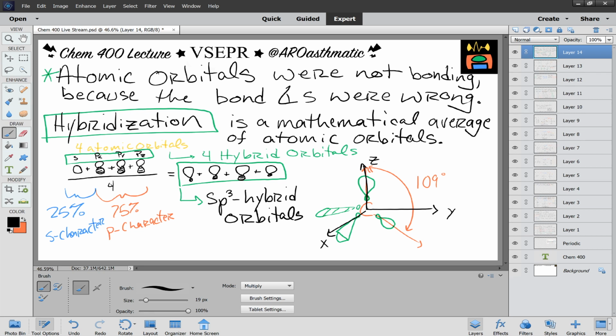We say that the carbon in methane is sp3 hybridized in order to form its bonds with its 4 hydrogens and make that molecule of CH4.